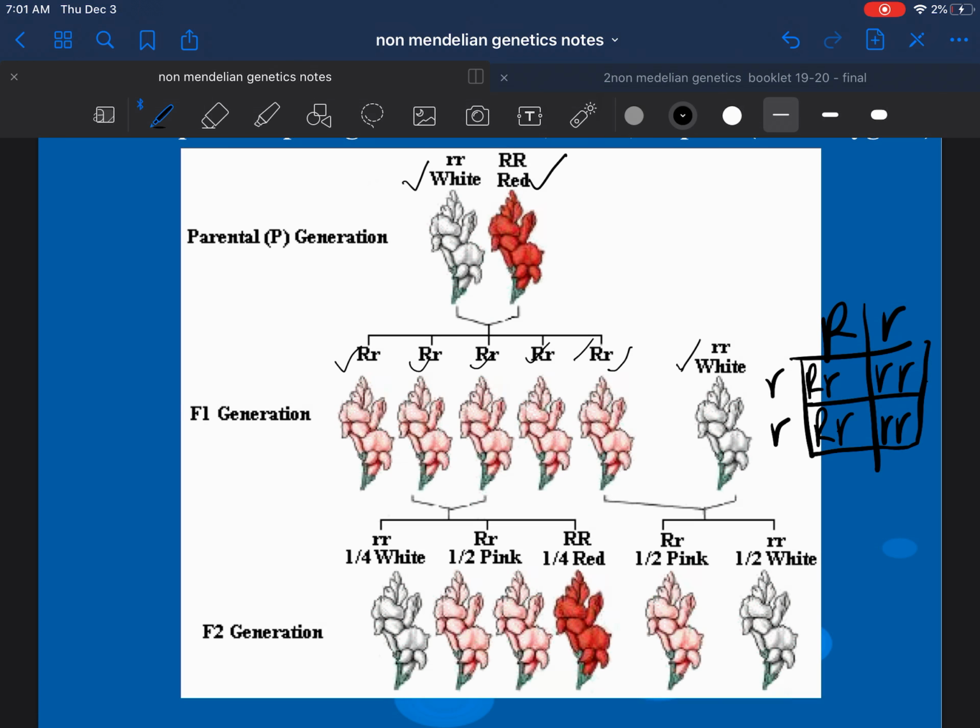When two pinks get together, we'll draw the Punnett square here. We have red, we have white, and we have pink. So 1/4 of it is going to be red. Sorry, capital R is red. 1/4 of it being white because we have the little r, and then half of a chance being pink.